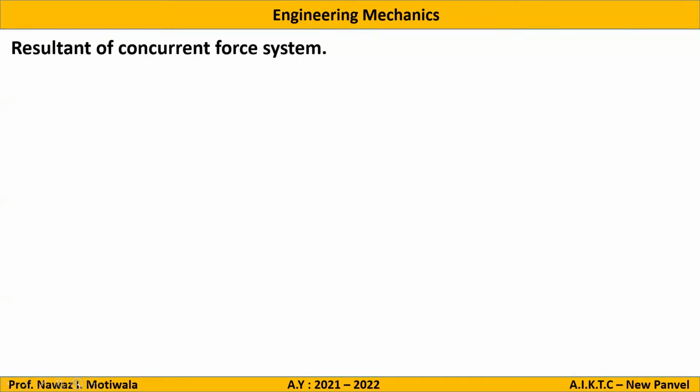Now we are going deeper into the chapter, that is the resultant of concurrent force system. So now again I want your intervention. What do you mean by this term concurrent? Emitting from a single point. Both are meeting at one point. Meeting at the single point.